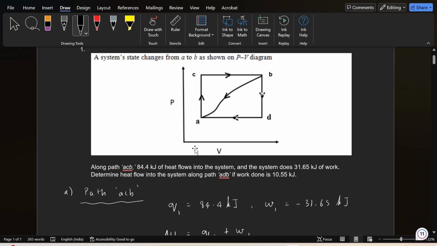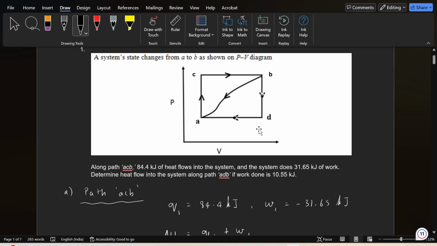Okay, Jyoti. So, from the first question, what did they tell? The work done along path ADB is 10.55 kilojoules, correct? Yes, sir. Okay, so there are two steps here, A to D and then D to B. What is the work done along D to B? No work done. Zero. So that is 0. So sir, the entire work must be done in this step, A to D, correct? Yes, sir.